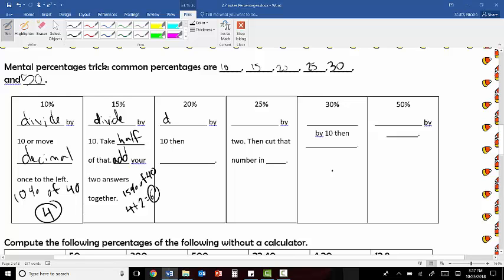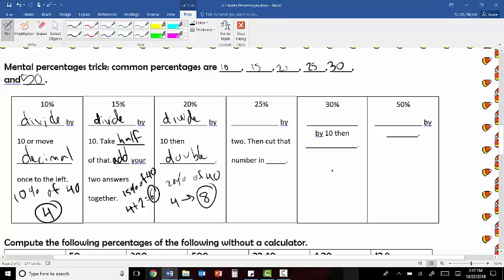For 20%, you're going to divide by 10, but then you're going to double your answer, and that's your new answer. So if you want 20% of 40, you're going to take 10%, or divide by 10, which is 4, but then you're going to double it to make 8, and that's 20%.